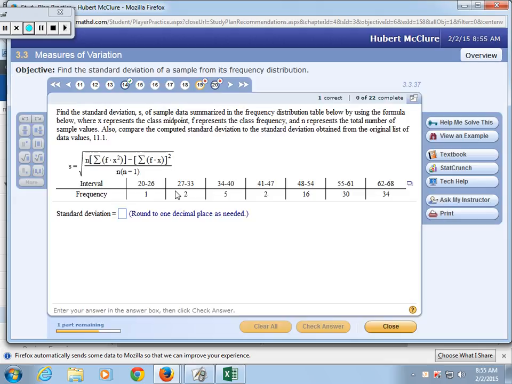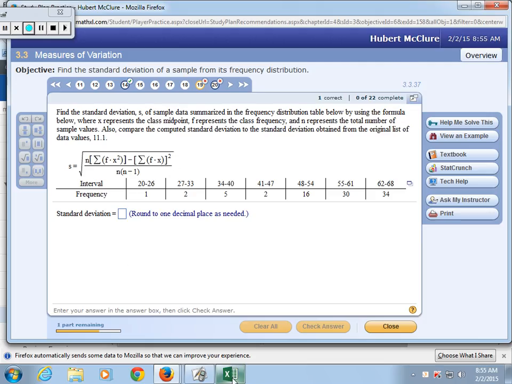Okay, I don't care about the problem. Here's my formula: F times x squared. Okay, we got that column. F times x, we got that column. And we got n. So we got everything we need now. We just got to do the f times x squared and the f times x. And we got everything we need.